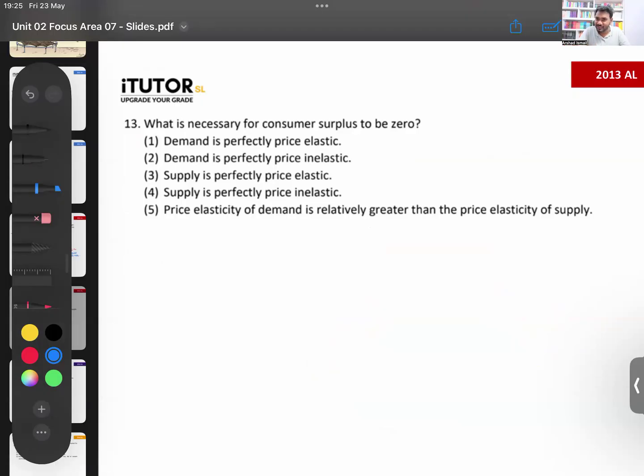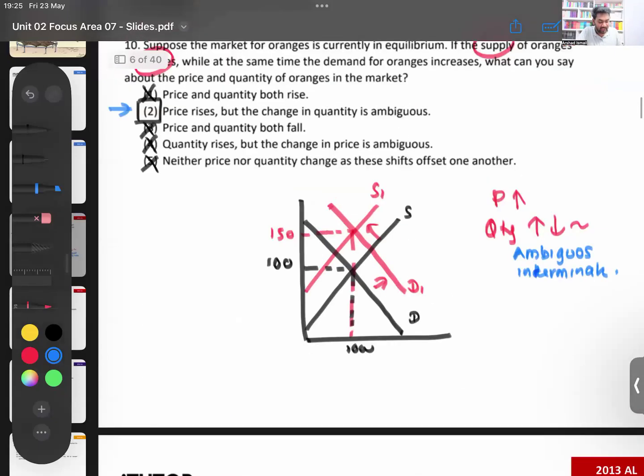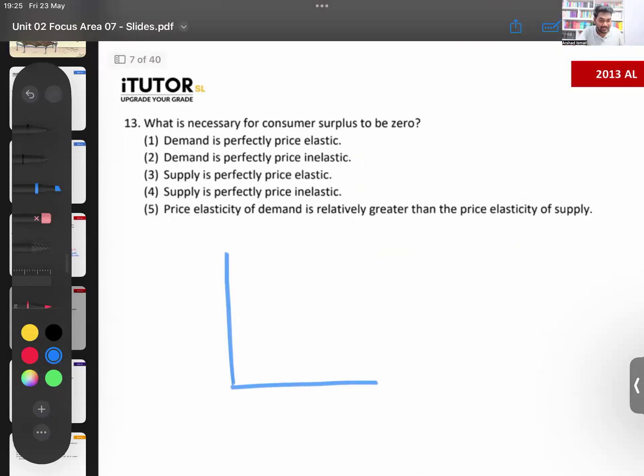Now, this is a very interesting story. Do you know where consumer surplus is 0? Consumer surplus is the difference between what the consumer is willing to pay and what he actually pays. Now, if you take an equilibrium situation, this area is what we call consumer surplus. Now, try to picture this.